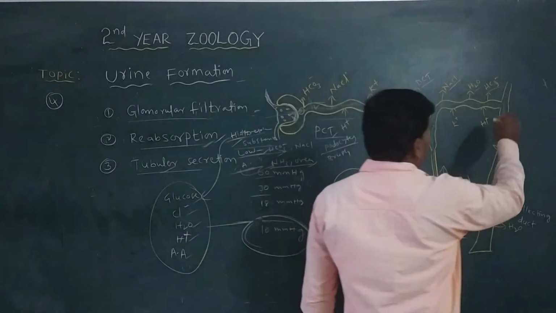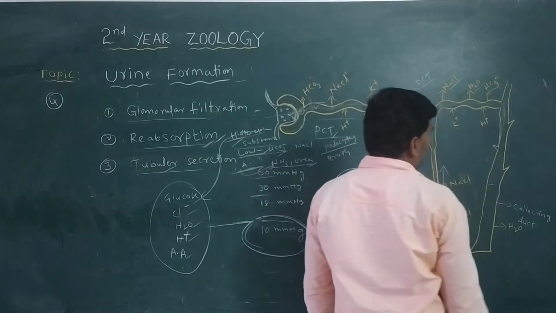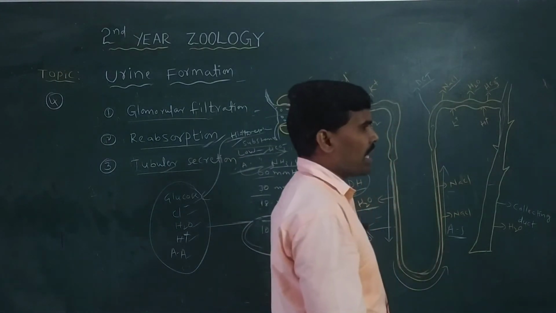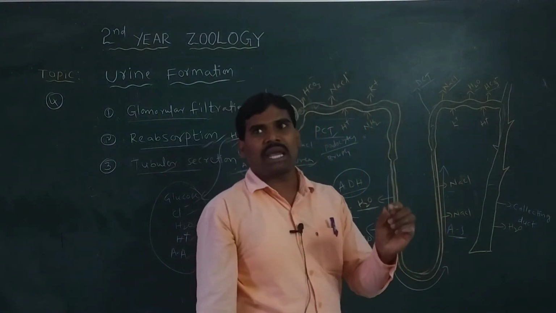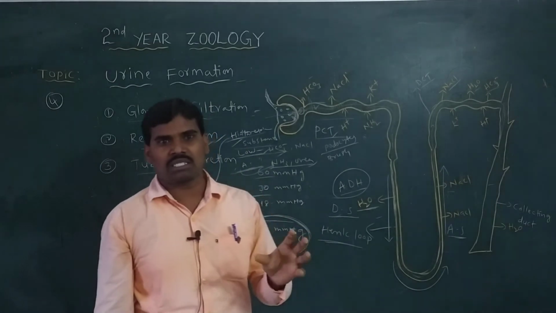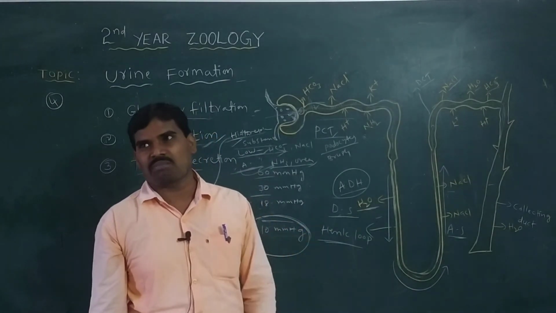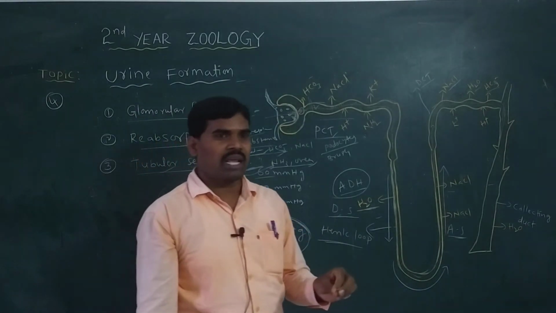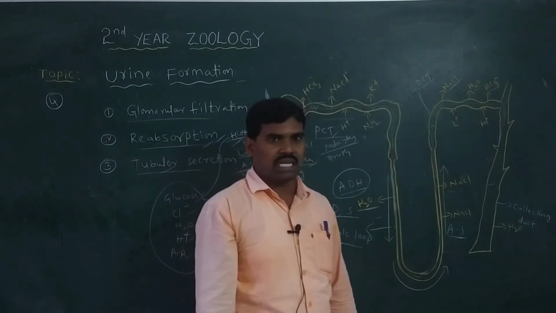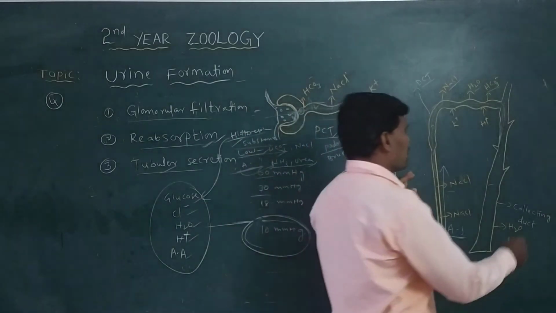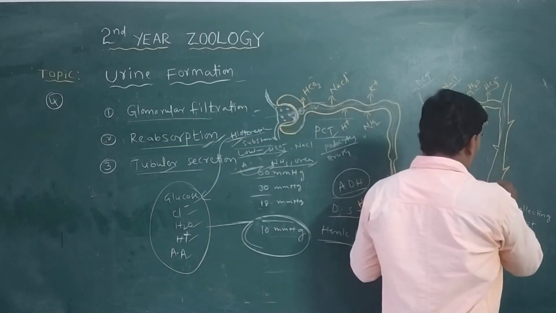From the DCT the fluid enters the collecting duct, the Bellini duct. A group of Bellini ducts forms a large Bellini duct. The large Bellini duct opens into the collecting duct.